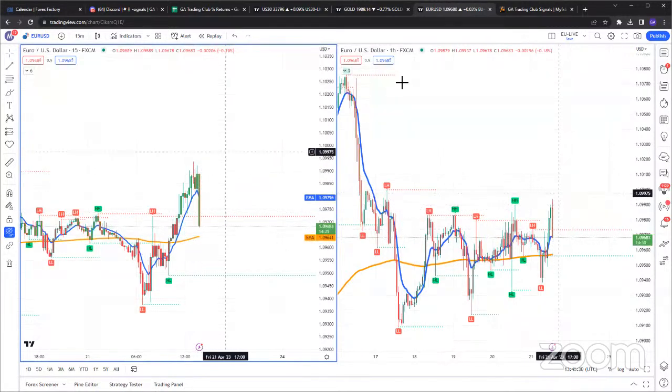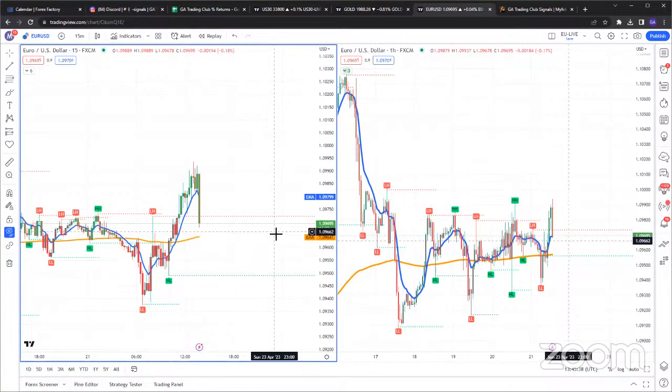Okay, so let me go over that. Let's see. I'm also checking to see. I'm in like one trade for those signals.